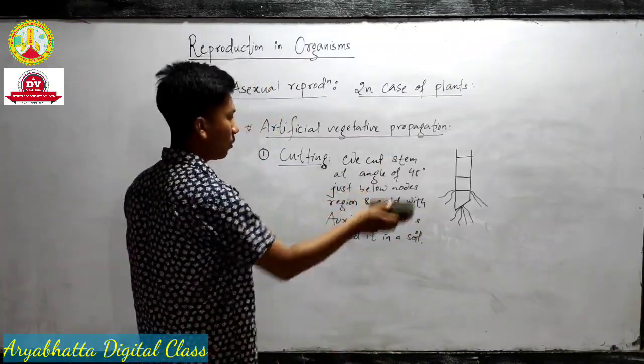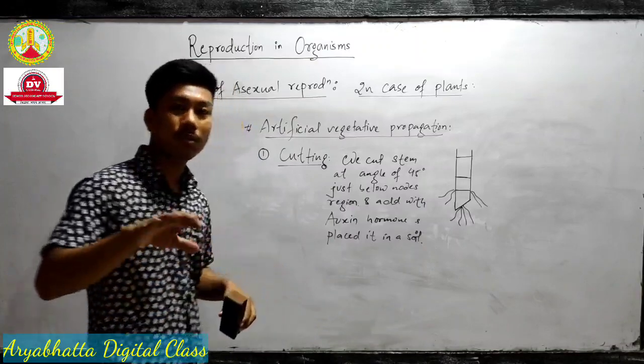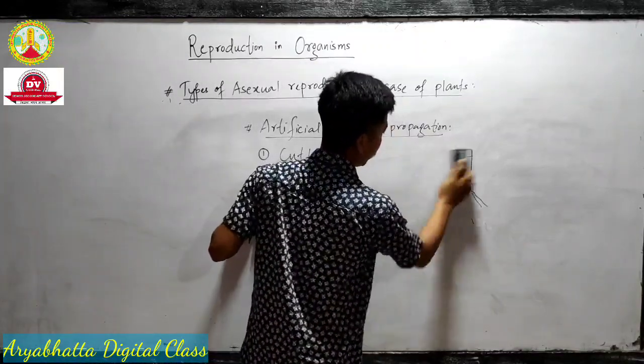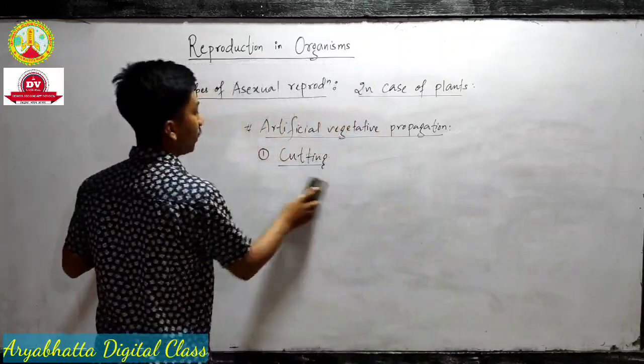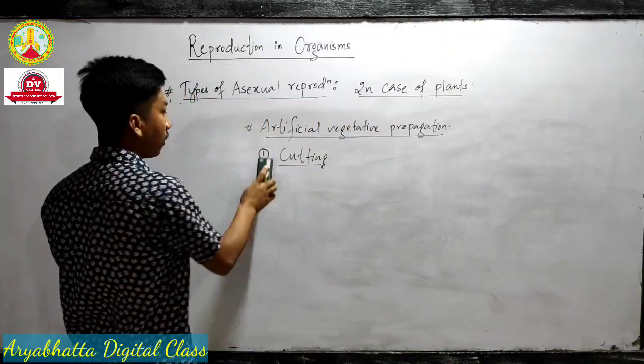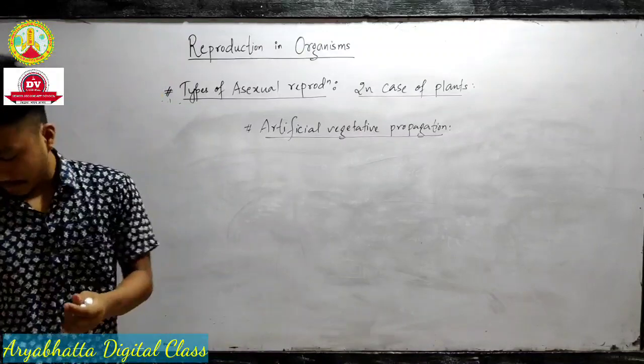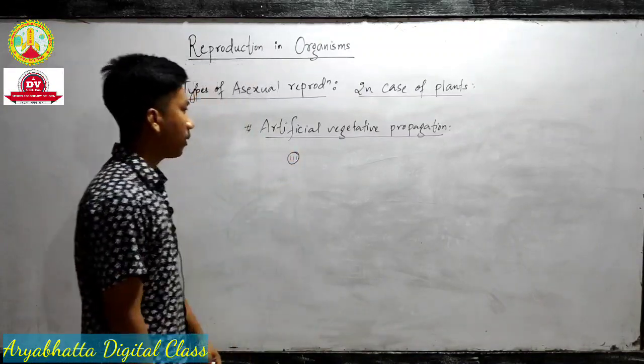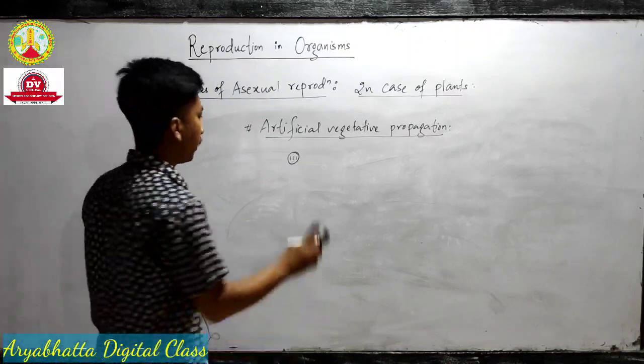Draw a diagram depending on the marks. If it is 2 marks, no need to draw a diagram, but if it is 3 or 4 marks, you can add a diagram beautifully on the right side of your paper. So this is cutting. The next method, oh wait, number 2, not number 3.